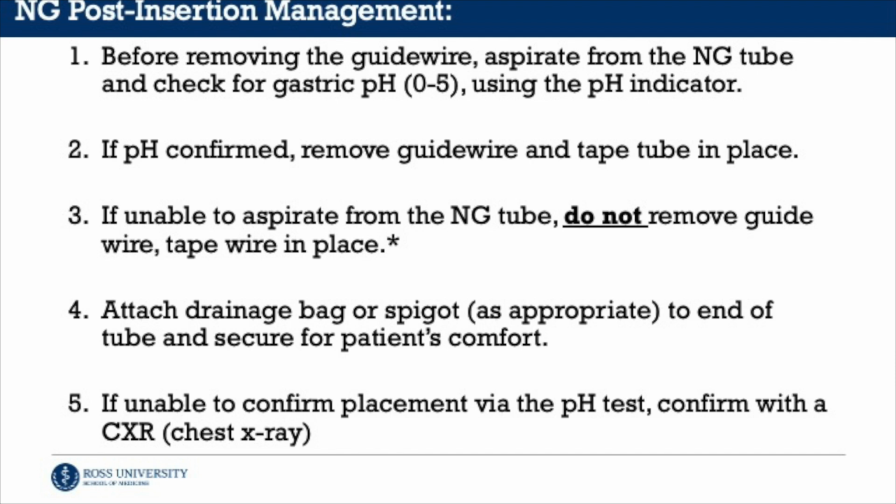If the pH is confirmed, we can remove the guide wire and then secure the tube in place with the tape. If we're unable to aspirate from the NG tube, do not remove the guide wire and tape the wire in place. We also want to attach a drainage bag, also known as a spigot, as appropriate, to the end of the tube and secure for patient's comfort. If we're unable to confirm placement via the pH test, we can also confirm it with a chest x-ray.